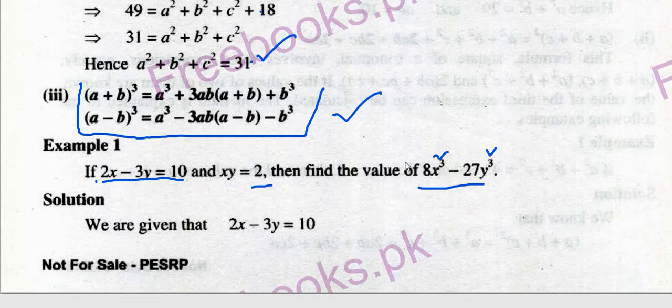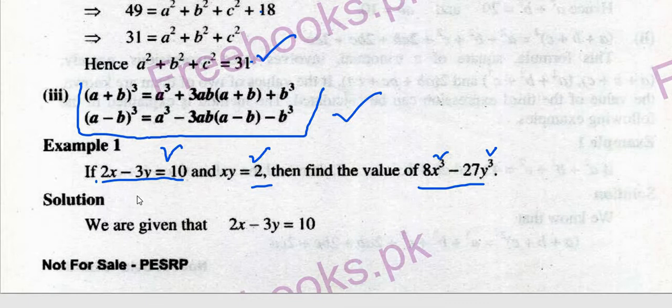Now in the question, do we use the positive one or the negative one? There is a negative sign in between 8x cube and 27y cube, so you are going to use the negative one, okay? How to solve this type of question? 2x minus 3y equals 10. This is given.